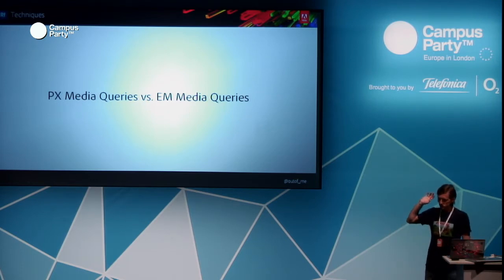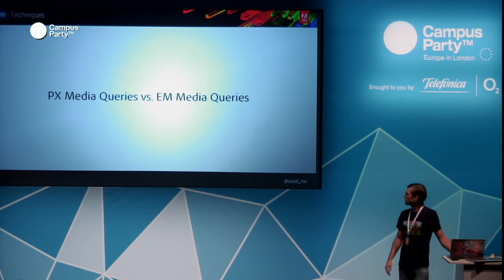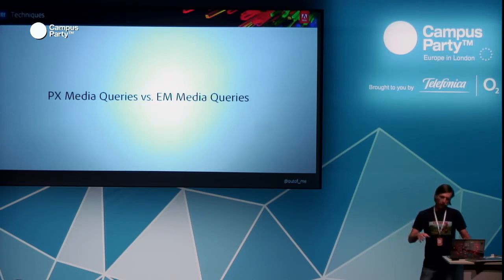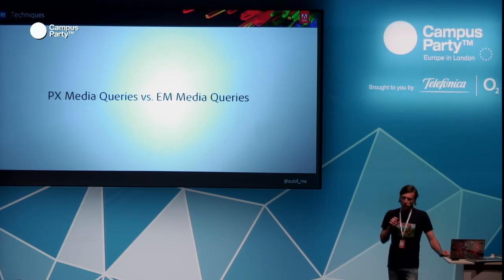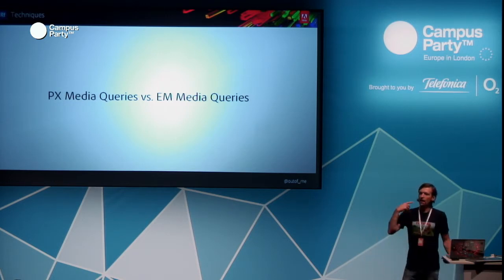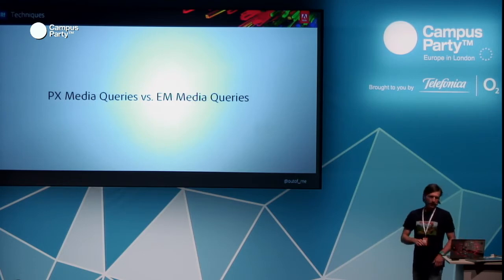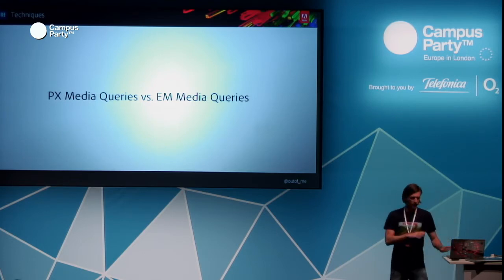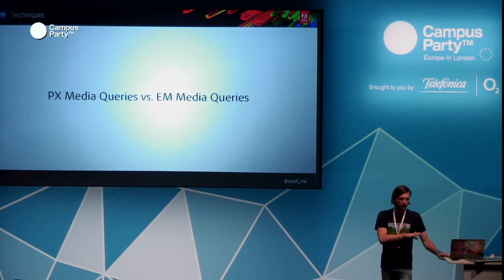Who knows what EM is? All right, there are a few hands. So EM is a relative unit of measure, which is based on the font size of the container in which your element is embedded. So by default, browsers set a font size of the HTML page. If you don't modify it on a body tag or an HTML tag, by default, current browsers these days define a font size of 16 pixels. And EM is actually a multiplication of that value. And this today is 16 pixels on desktop computers, but on mobile devices, it's different.